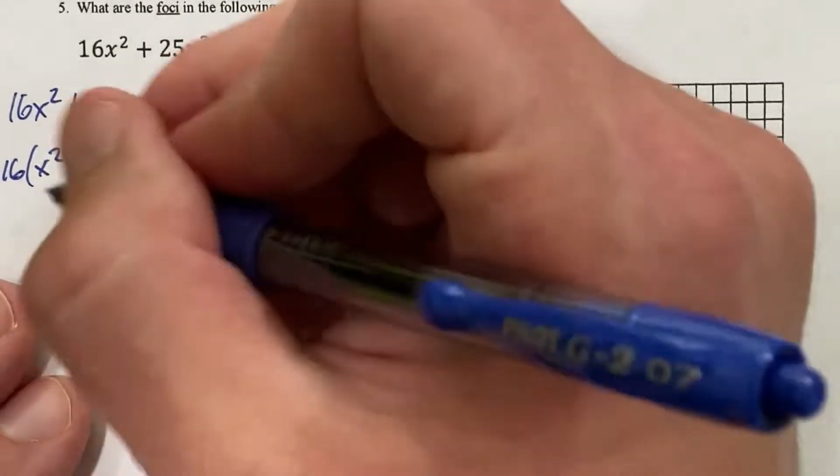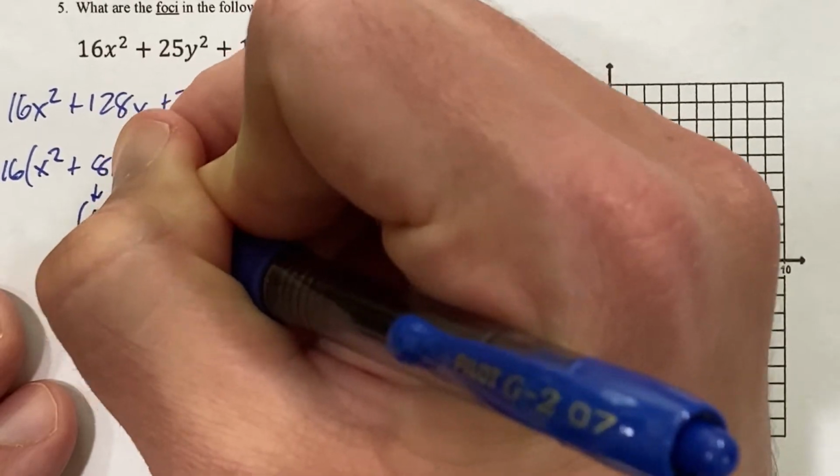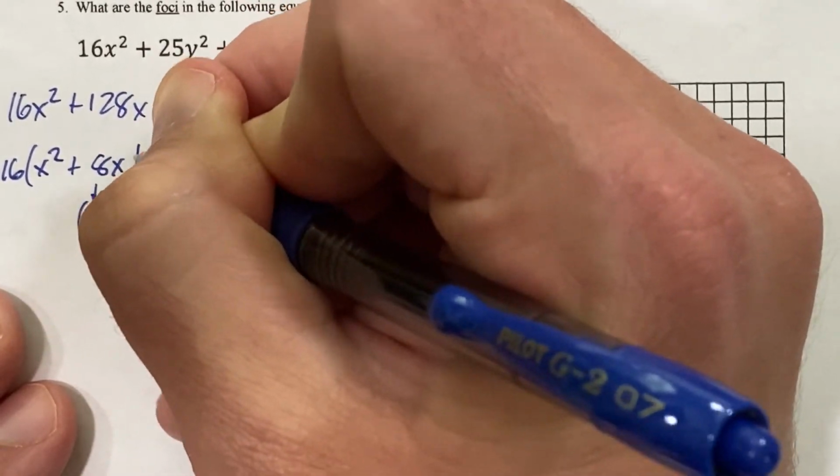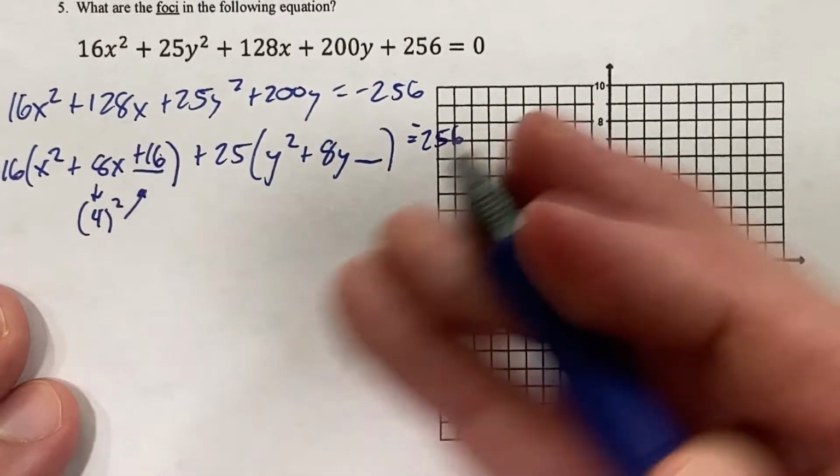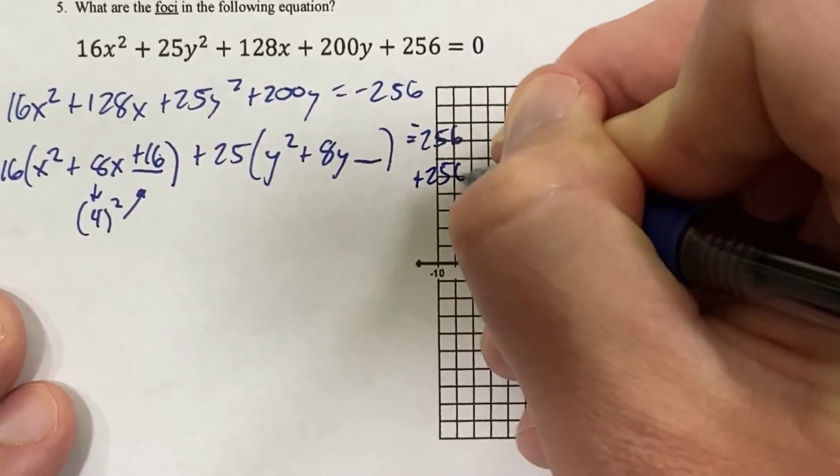And we're going to complete the square. So half of 8 is 4. 4 squared goes right there. That's 16. And I didn't just add 16 over here. I added 16 times 16. So that's going to be plus 256.